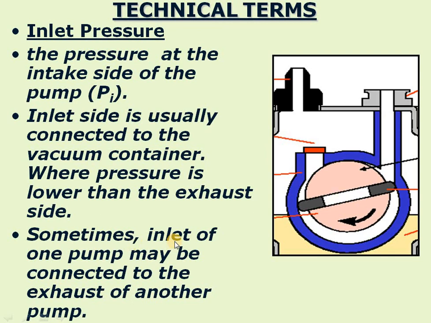And as we discussed, sometimes the inlet of one pump may be connected to the exhaust of another pump. That is called a series connection of pumps. Frequently you can see that pumps work in series as a pair. So maybe one or two pumps connected in series. They may be of different types or of similar types. But series connections are mostly used in order to achieve vacuum in any container.